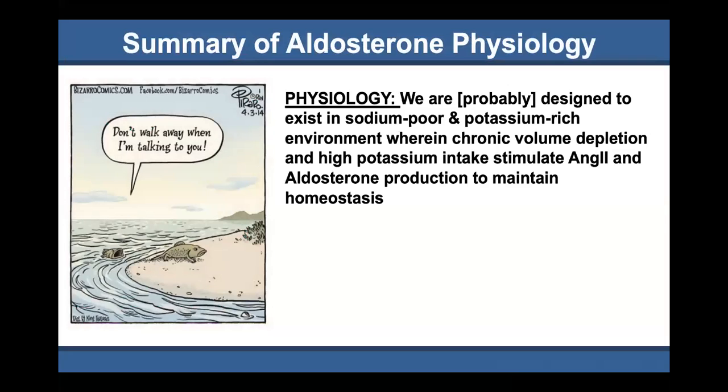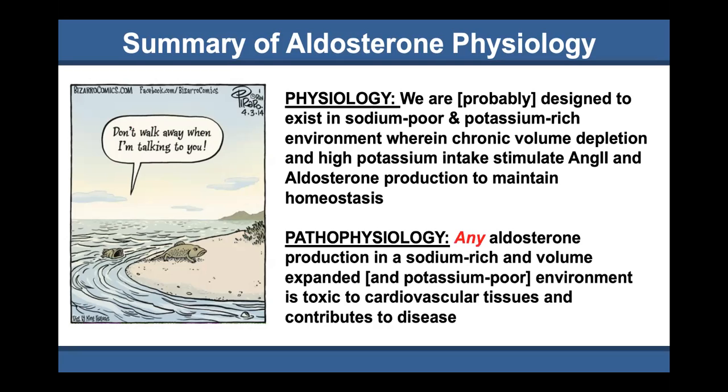So to summarize aldosterone physiology, we are probably designed to exist in a sodium-poor and potassium-rich environment where volume depletion and a high potassium intake stimulate angiotensin II and/or aldosterone to maintain homeostasis. However, most humans live in a pathophysiologic state where any aldosterone production in a sodium-rich and volume-expanded, as well as potassium-poor environment might be toxic to cardiovascular tissues and contribute to disease.